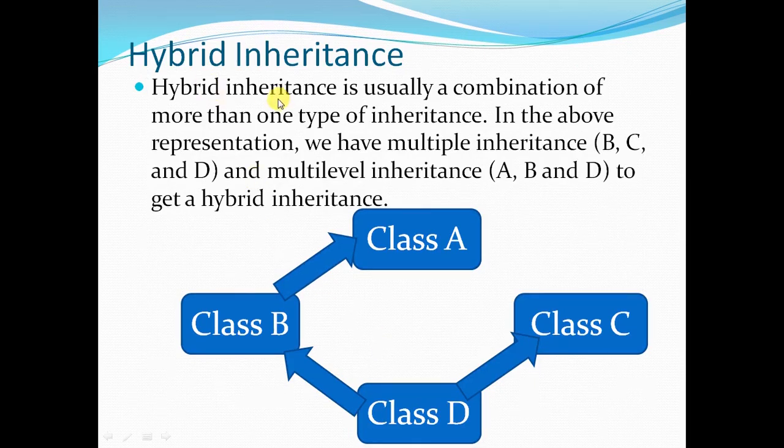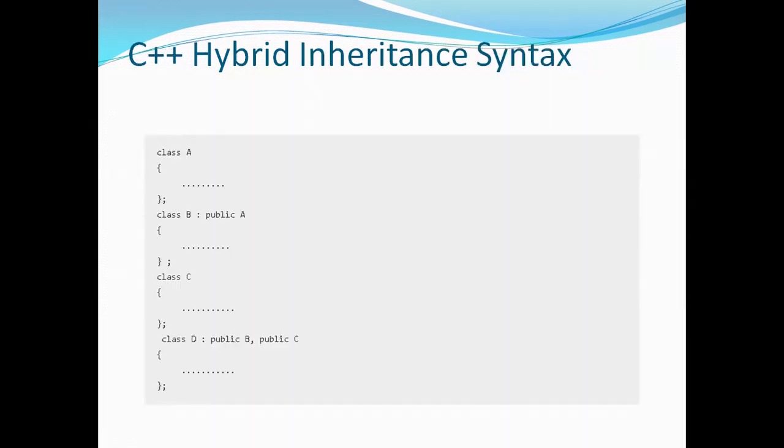Now, hybrid inheritance. Hybrid inheritance is a combination of more than one type of inheritance. In this figure, we have two types of inheritance: multi-level and multiple. Class A, class B, and class D form a multi-level inheritance. Class B, class D, and class C form a multiple inheritance. This is the syntax of hybrid inheritance. Class A is a base class, class B is a derived class from class A, class C is also a base class, and class D is a derived class from class B and class C.